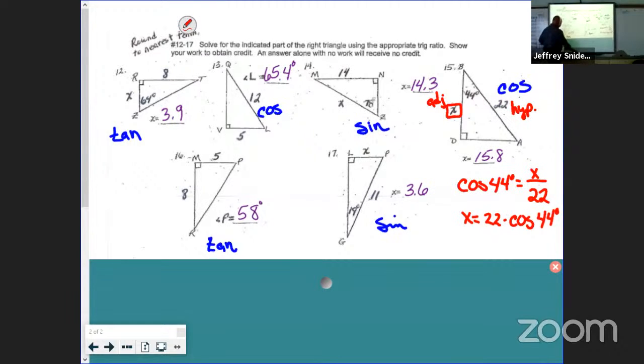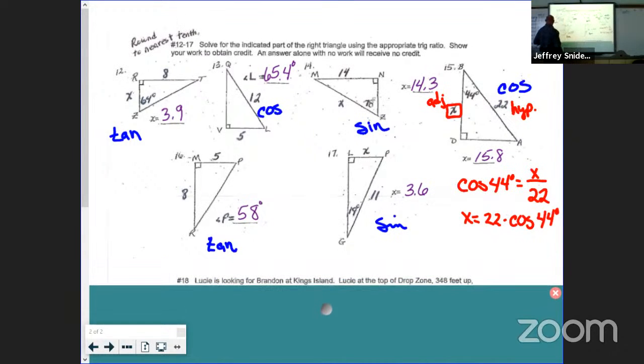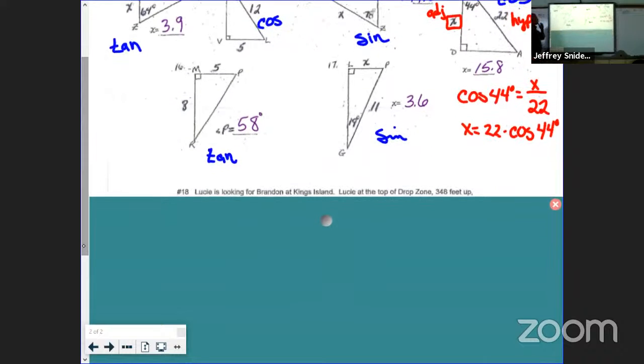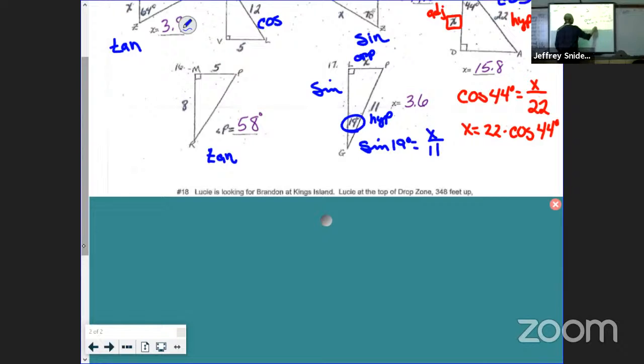17, you bet. Let's have a little more room here. Okay, 17, we said it was a sine problem. So if we're doing this one, here's my angle I'm using. This is the hypotenuse. This is the opposite. So if I set this up, it would be the sine of 19 degrees equals x over 11. So I just multiply both sides by 11 to get x by itself. So x is 11 times the sine of 19 degrees.